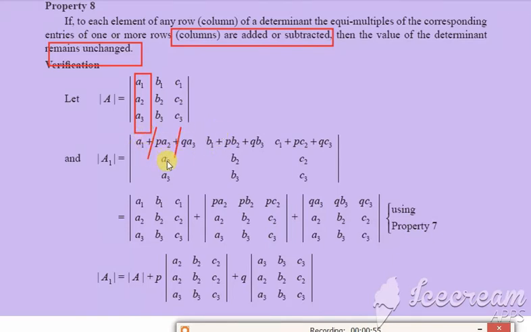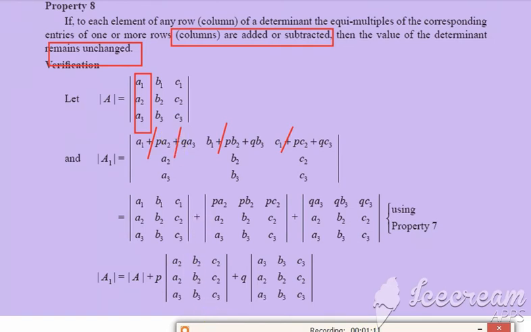So first row A1 A2 A3. Next, second row B1 B2 B3. Third row, third column C1 C2 C3. Next, determine the first column: P into A2 A3, A3.